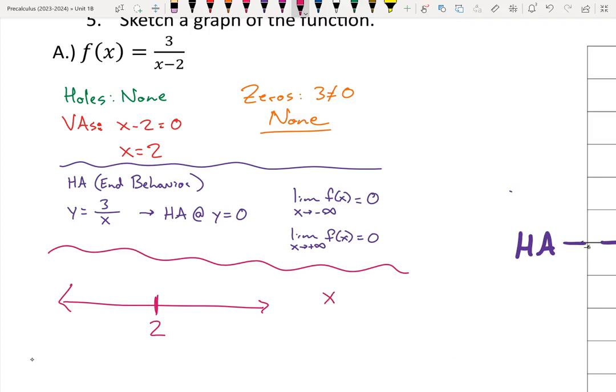What would be some good points to plug in? All right, 0 works. What else? All right, 4, that works. So plugging in 0 and 4. Now this one's easy enough, I can just go ahead and plug this in. So if I plug in 0, that would be 3 over 0 minus 2, which would just be negative 3 halves. What is negative 3 halves? It's negative 3 divided by 2.